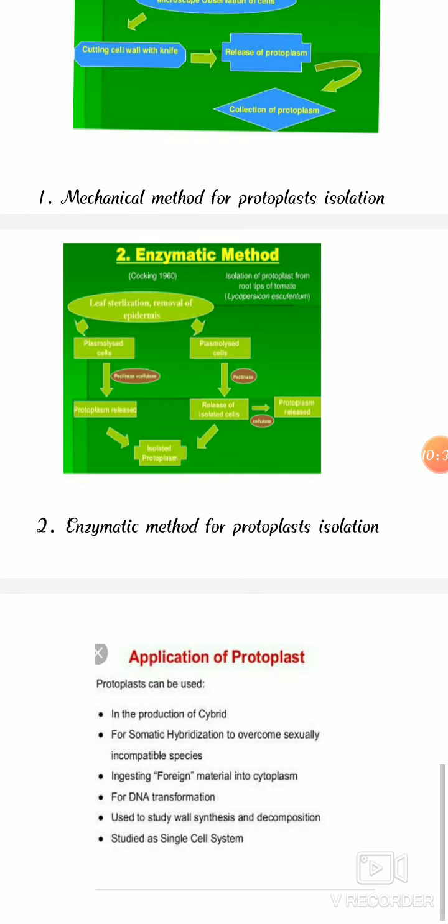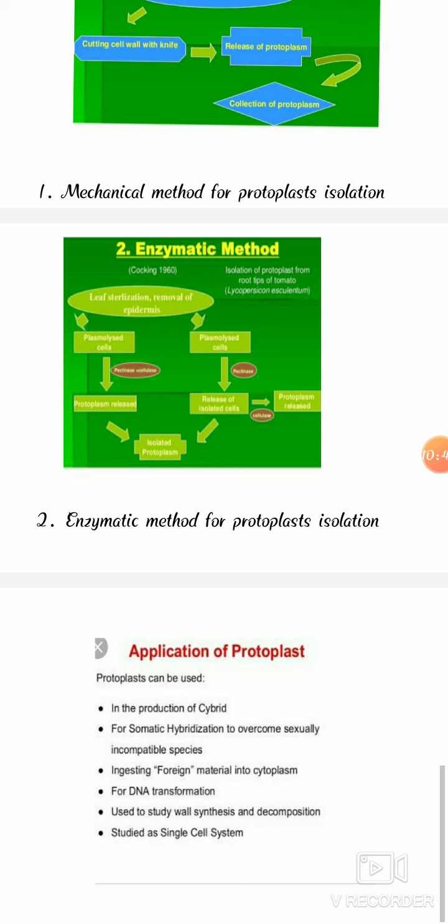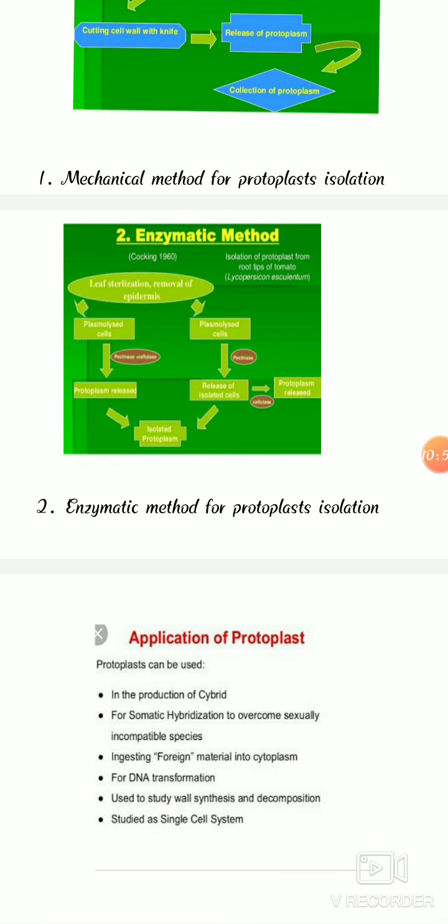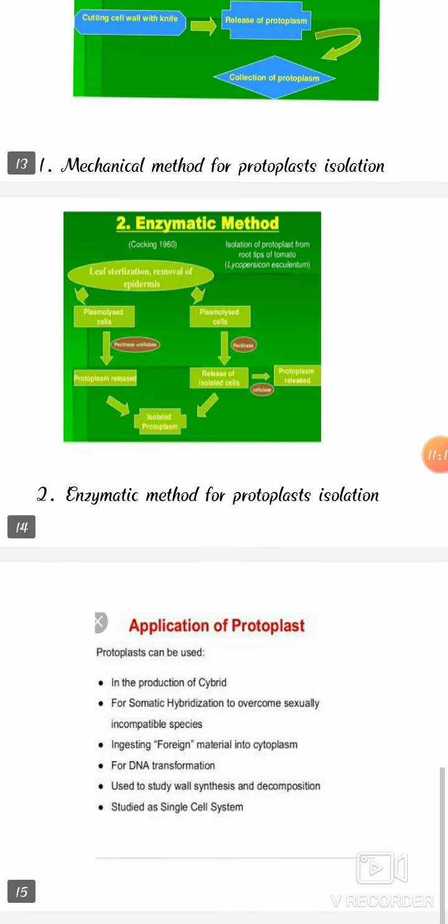Enzymatic method. So in this enzymatic method: leaf sterilization, removal of epidermis, plasmolyzed cells, plasmolysis released, and isolated protoplasm is recovered by the enzymatic method with the help of treatment with cellulase, hemicellulase, or pectinase. So I have added applications of protoplast also. Protoplast can be used in the production of hybrids, for somatic hybridization, to overcome sexually incompatible species.